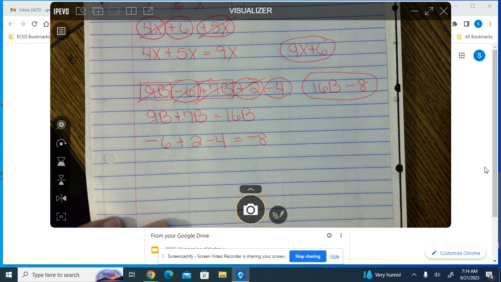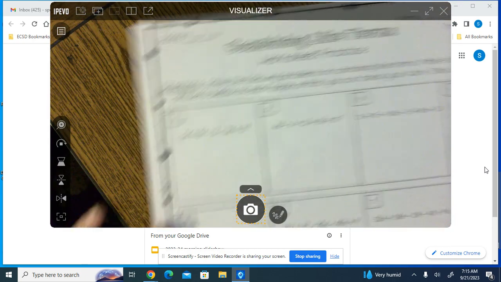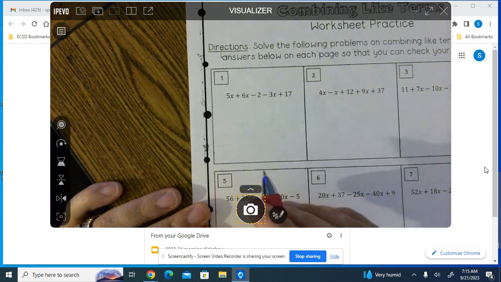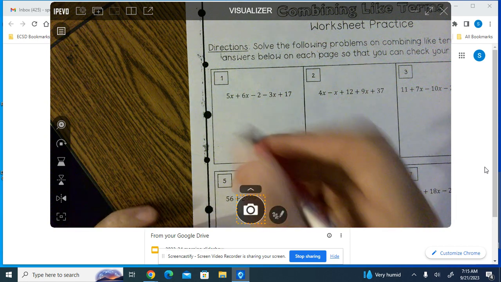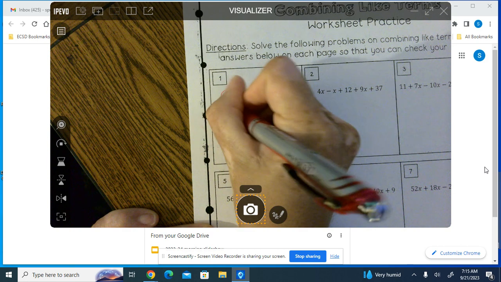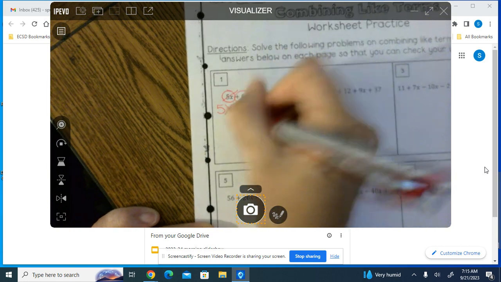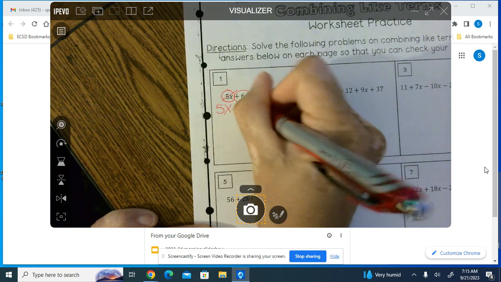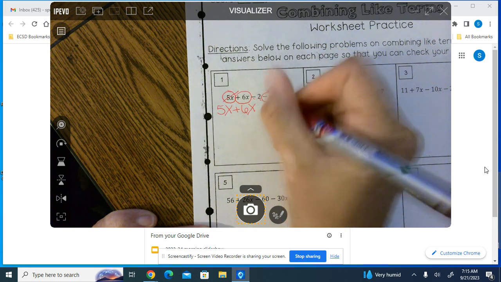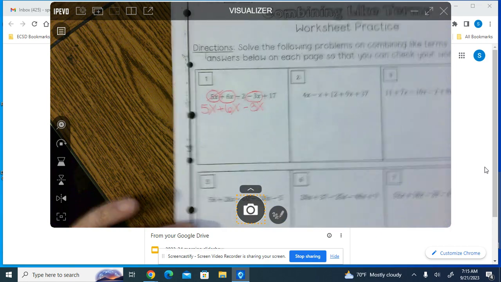So my answer is going to be 16b minus 8. If we go back and look at your practice here, we're going to start circling and putting together like terms. Remember, like terms is just clustering them together. So I have a positive 5x. I used it. Positive 6x. I have a negative 2, so I can't combine it. I've got a negative 3x. And my positive 17 is by itself.